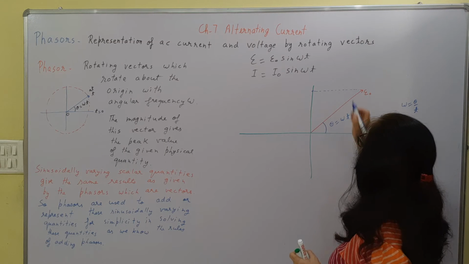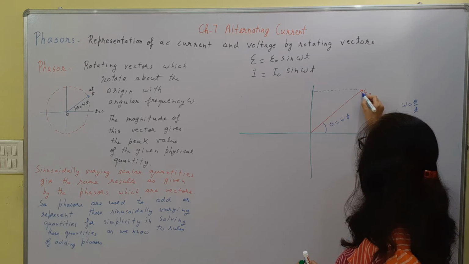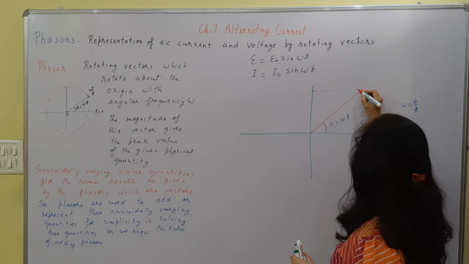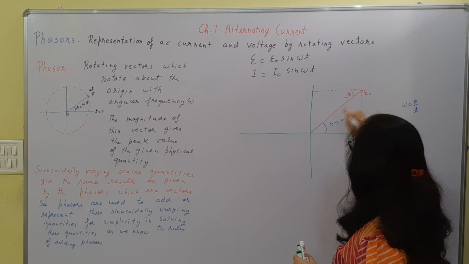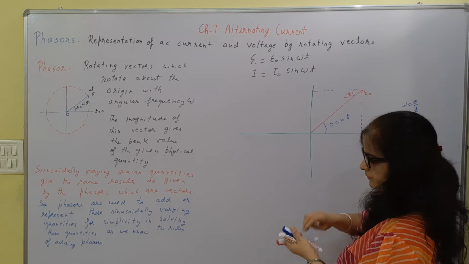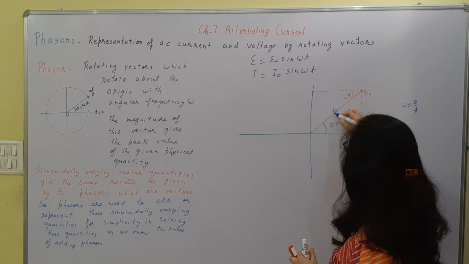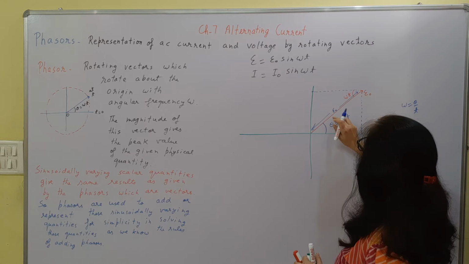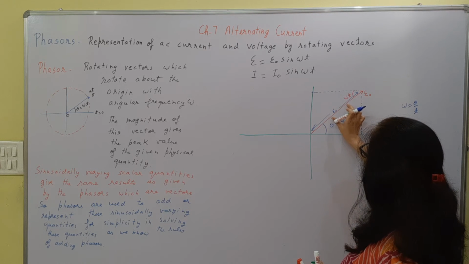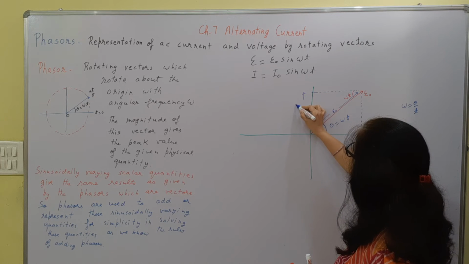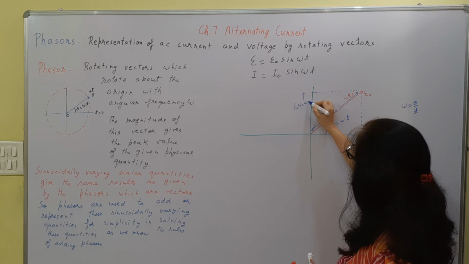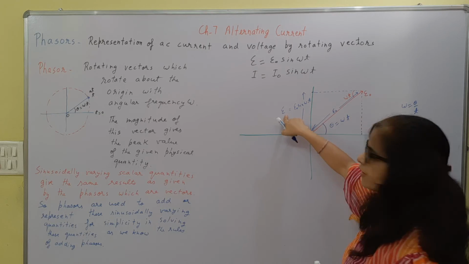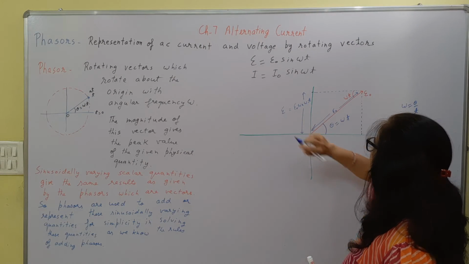It's rotating this way, so we can find its projection here using trigonometry as we had done in class 11th. So this is also omega t, and the magnitude of this vector is actually E naught, which is this length. So using trigonometry, you can write a relation between this and this. So this value comes out to be E naught sine omega t, right? So this gives you the value of the voltage at a particular instant t.